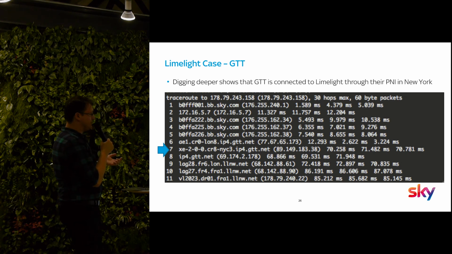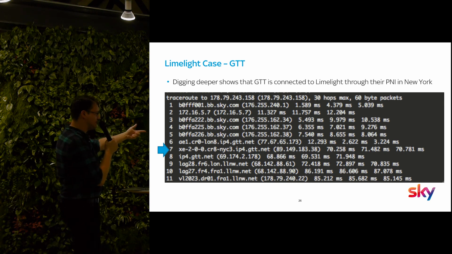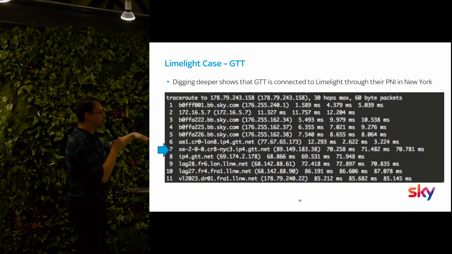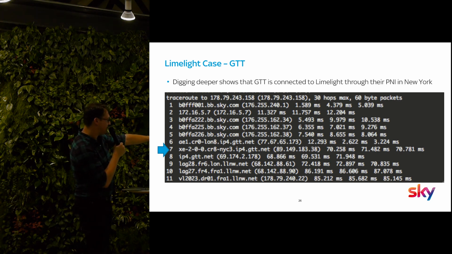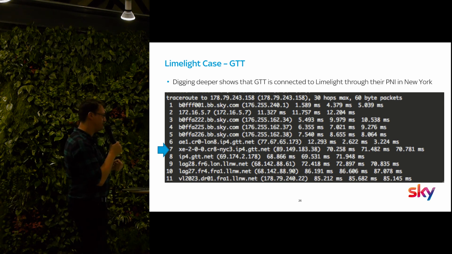And once you run the traceroute, by the way, one of the next things I wanted to add is the traceroute, so that we can not just run it from the command line, but have a visualization of it. If you see here, GTT's sixth hop is still in London, but the seventh step is going to New York City, connecting to Limelight and coming back to Frankfurt, London and Frankfurt. So basically, in order to get the content from Limelight, you need to first cross the Atlantic and come back to Europe again. That's why GTT has that much round trip time.